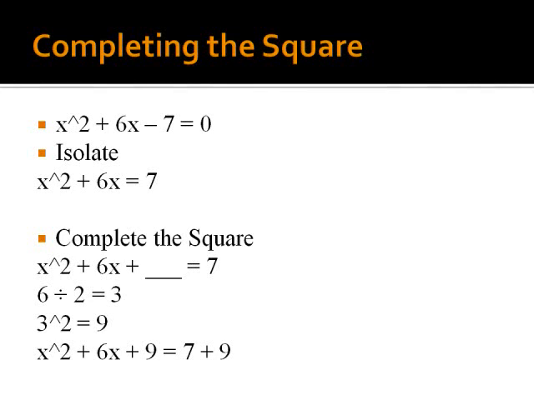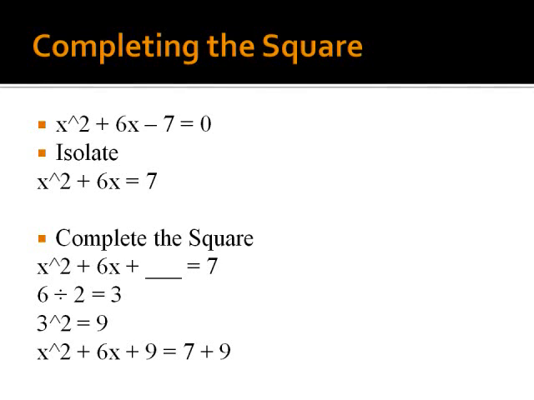To do this, you must take half of the x term, in this case 6x. You have a 3, take that term and square it. Now you have a 9. Take this constant and add it to both sides of the equation. x squared plus 6x plus 9 equals 7 plus 9.